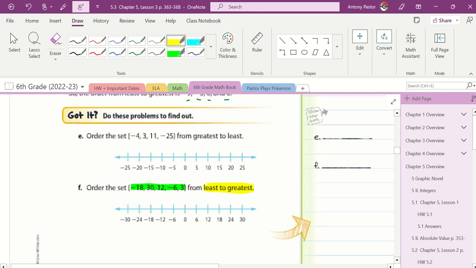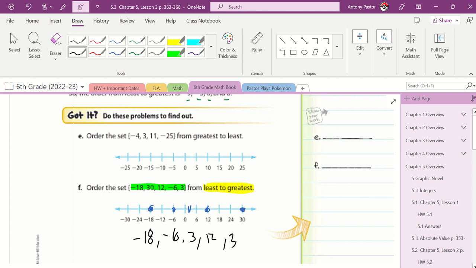On a number line, it would look something like this. -18 would be right there. 30 would be right there. 12, -6, and 3 would be right here. So, again, it would be -18, -6, 3, 12, and 30. -18, -6, that is a 6. It's a really bad 6. -18, -6, 3, 12, and 30, just like we wrote on our other whiteboard.